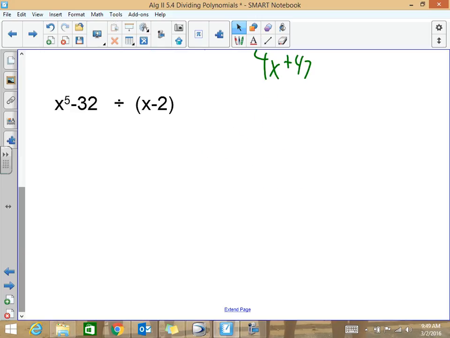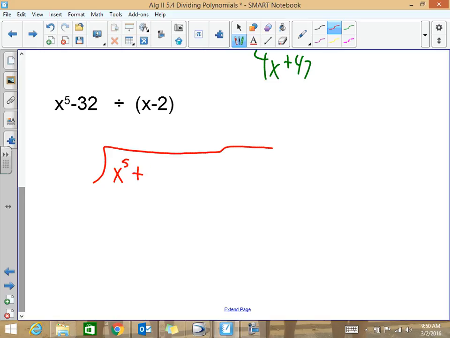Okay. So now, this one is an example of, again, missing terms, right? If we're going to divide x to the 5th minus 32 divided by x minus 2, what terms are we missing from that problem? X to the 4th, x to the 3rd, x to the 2nd, right? So when we set this up, inside the division sign, we're going to say x to the 5th plus 0x to the 4th plus 0x to the 3rd plus 0x to the 2nd plus 0x minus 32. Okay, because again, we have to allow for those degrees because our answer might need those.